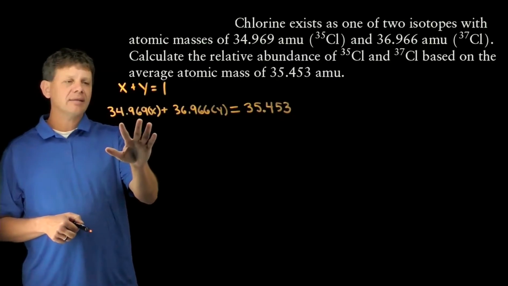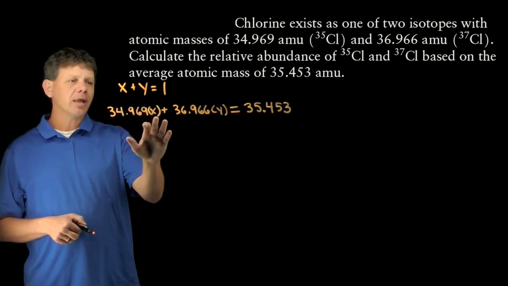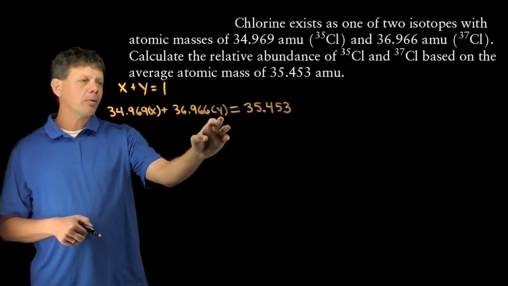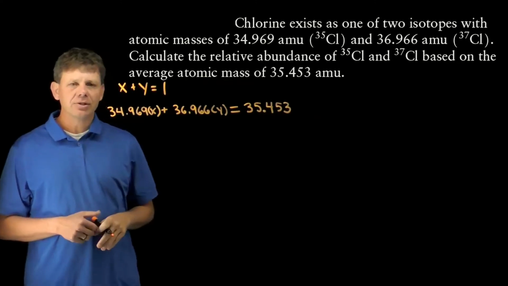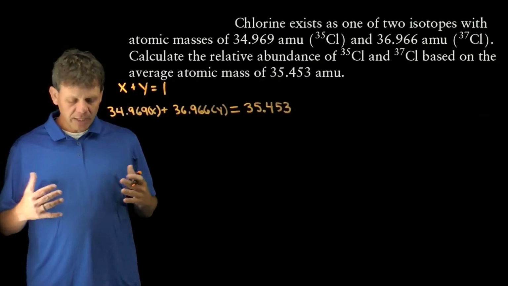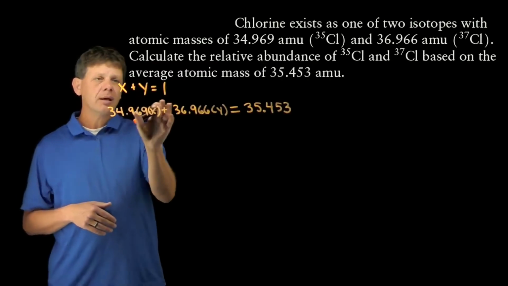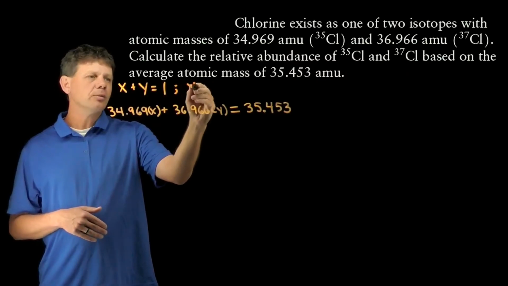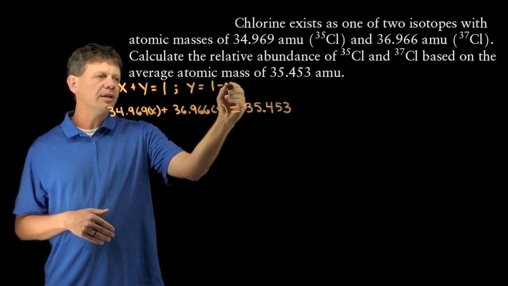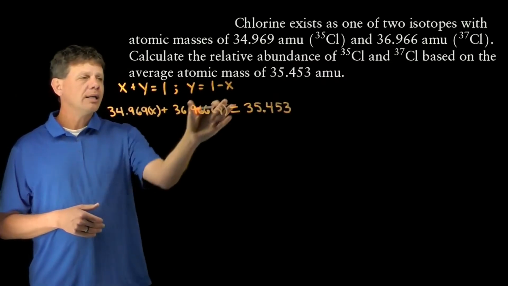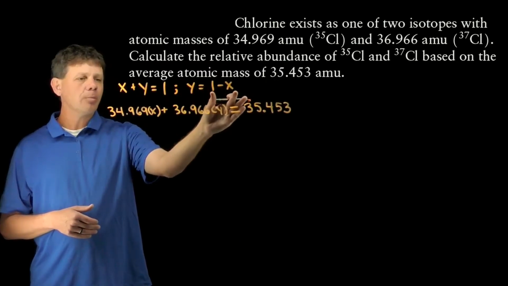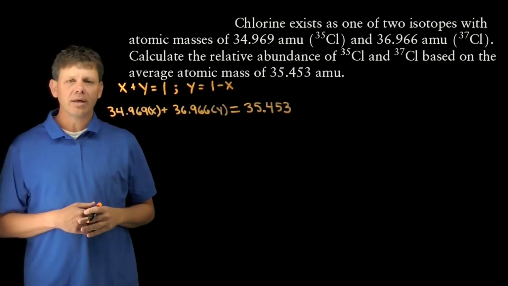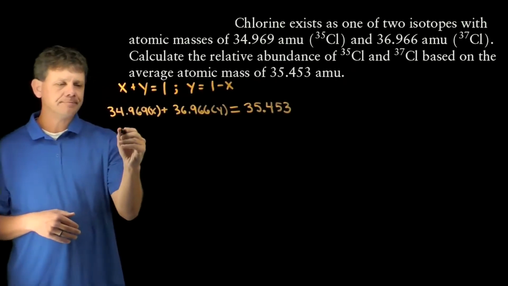And now when we take the atomic masses and multiply by x and multiply by y, we get the average atomic mass. We can solve this equation by taking x plus y equals 1 and changing it to be y equals 1 minus x. With y equal to 1 minus x, we can now put 1 minus x in the equation here. Let's do that.